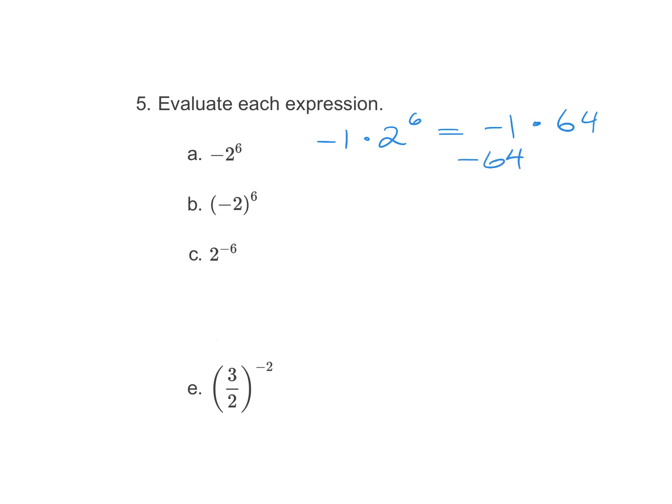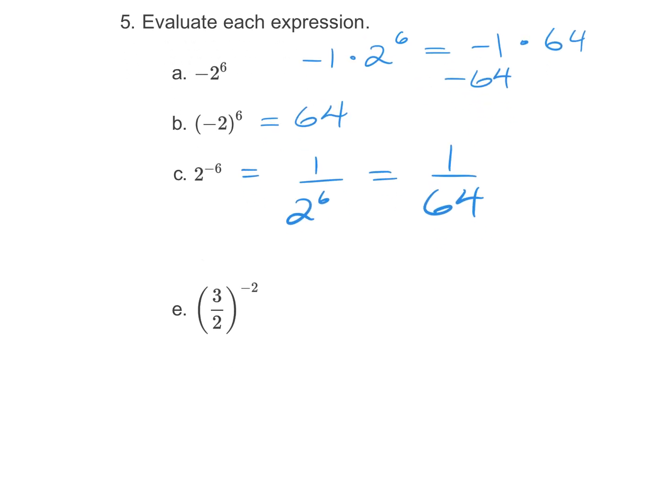However, part B, whenever you have a negative number held in parentheses and it's raised to an even exponent, the answer will always be positive. And when you have a negative exponent, remember, it doesn't make the number negative, it makes it into a fraction. So this will be 1 over 64. And then for this one, we're going to flip to the reciprocal, make it positive, and then this becomes 4/9.